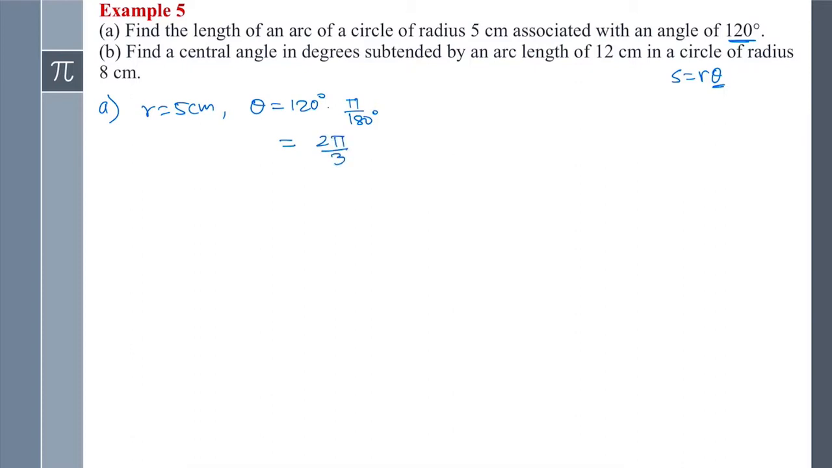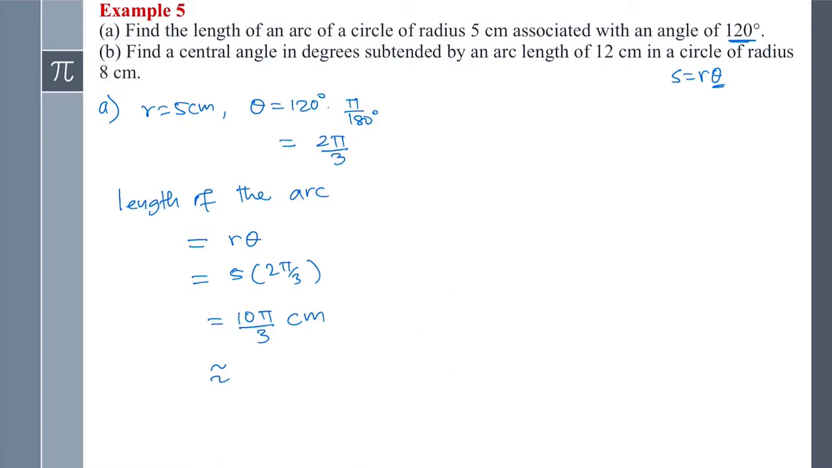Okay. Now we have the radius, we have the angle, so the length of the arc equals r times theta, or the radius 5 times theta, which is 2 pi over 3, and that equals 10 pi over 3 centimeters. Now if you want to change that to decimals, you can put it into the calculator, and we'll get 10.47 centimeters. Okay, that is A.